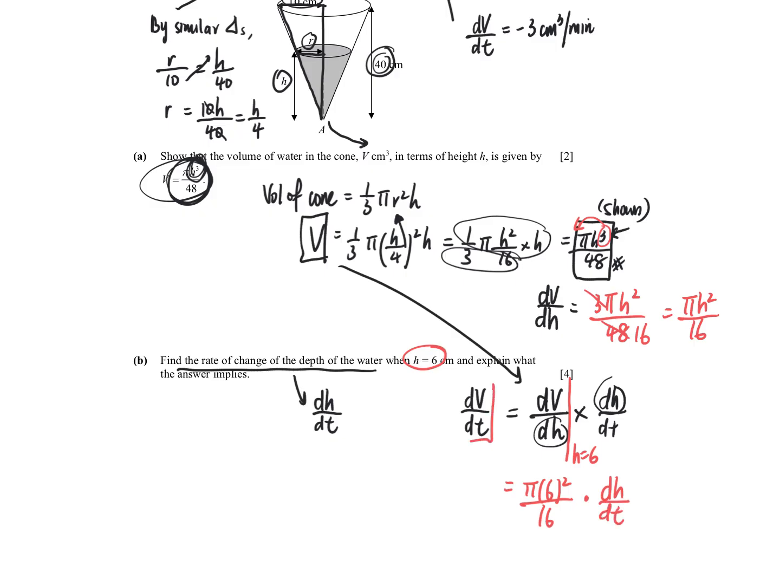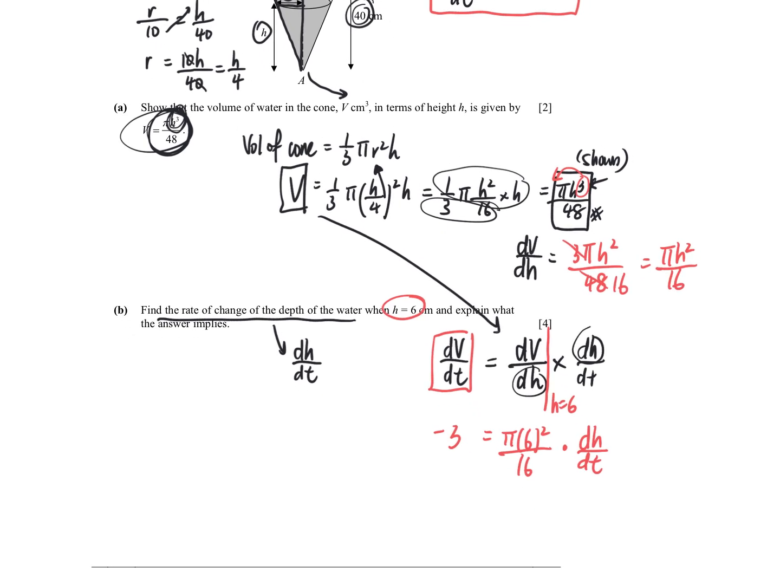dV/dt, the question already gave me. I just put minus 3 inside. So to find dh/dt, you just have to divide it over. Oh, it's minus. My bad, I forgot. Okay, so you get the answer to be what? Negative 0.424 cm per minute, because it's height per time.